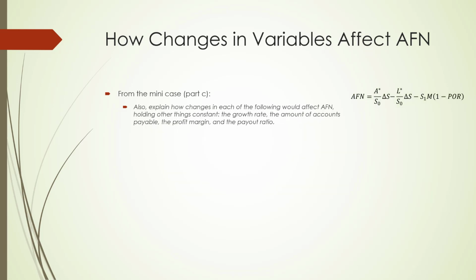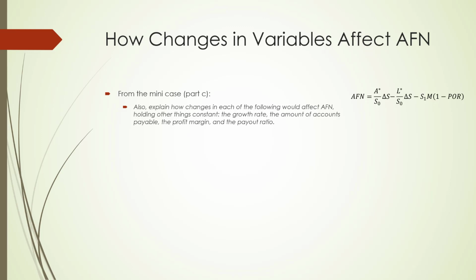Now, also from Part C, they say, explain how changes in each of the following would affect AFN, holding other things constant. This is where I think this equation has some merit, because we can think about, for example, what if we grow more quickly? What effect would that likely have on AFN? Or what if the amount of accounts payable increases? What effect would that have on AFN? And that's exactly what this question is asking. So let's look at these in turn.